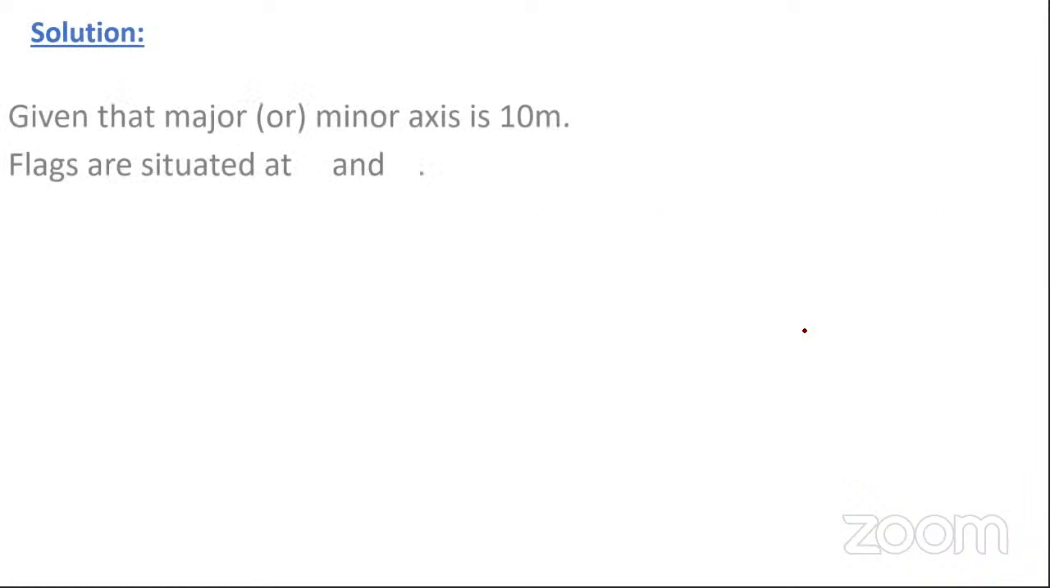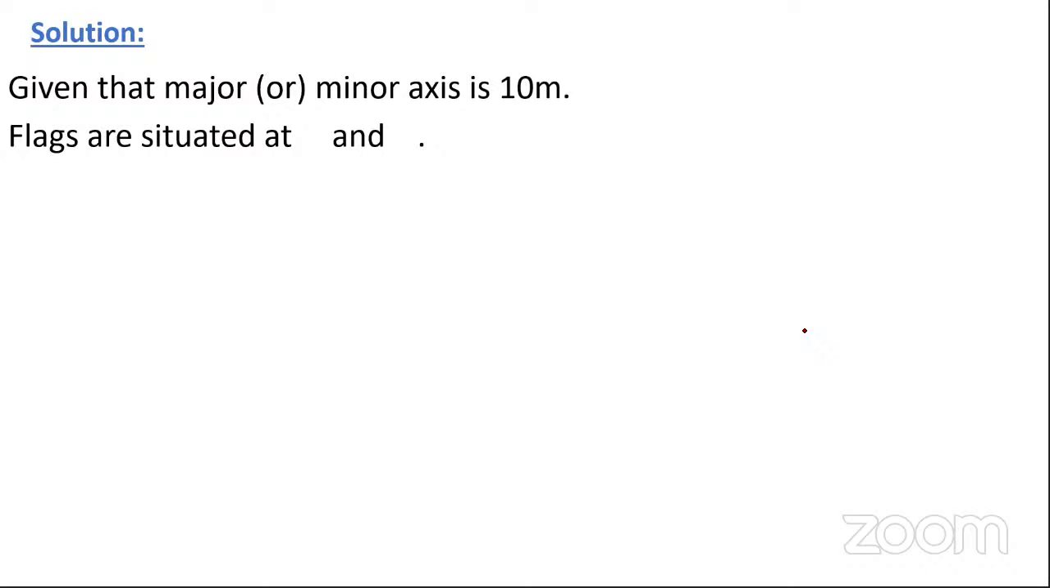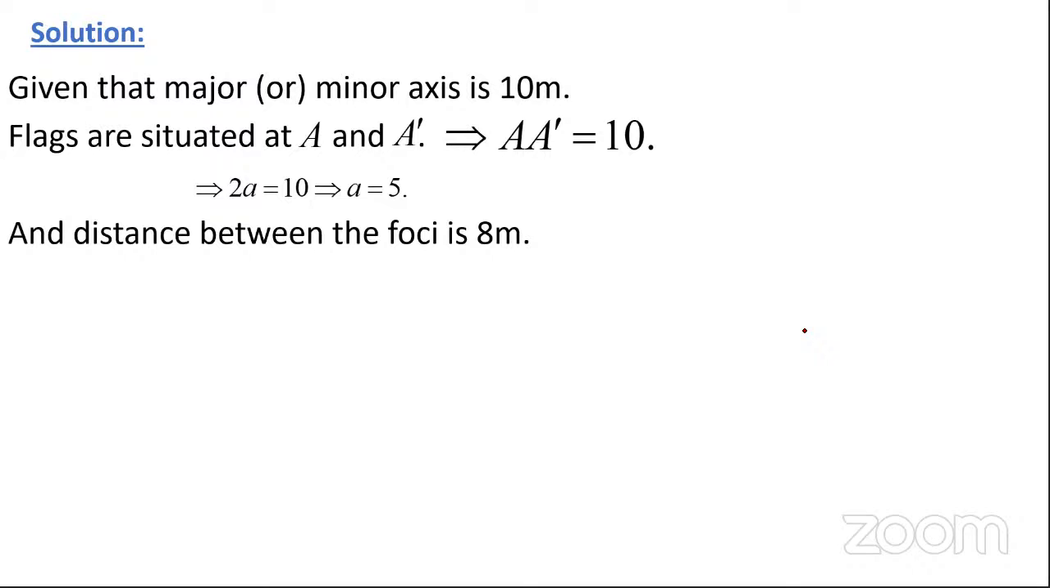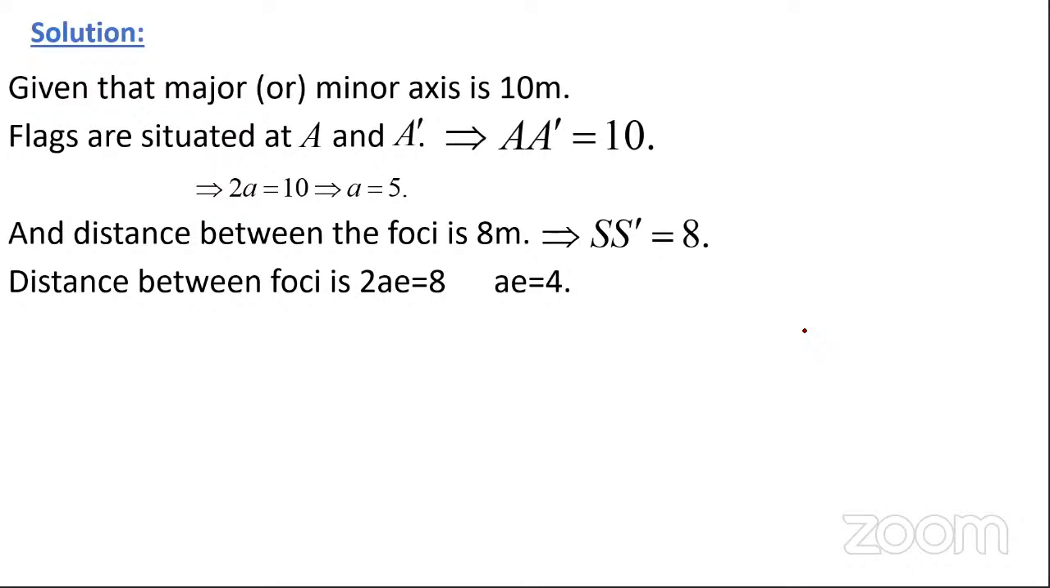Now the solution for the given question. Given that the major axis is 10 meters, the flags are situated at A and A dash. So 2a, the length of the major axis, is equal to 10. That is a equal to 5. The distance between the foci is 8 meters. The distance between the foci S and S dash is 2ae, from (ae, 0) and (-ae, 0). So 2ae equals 8, then you will get ae equal to 4.